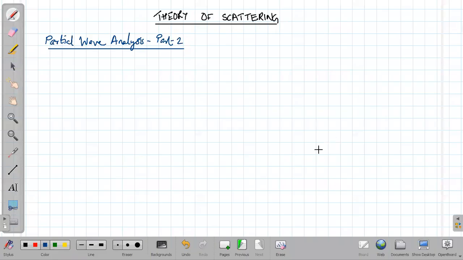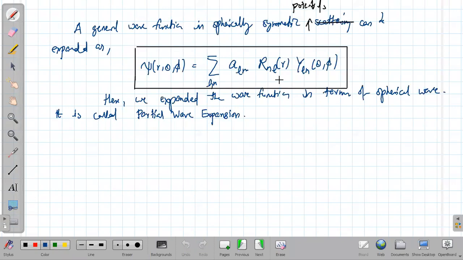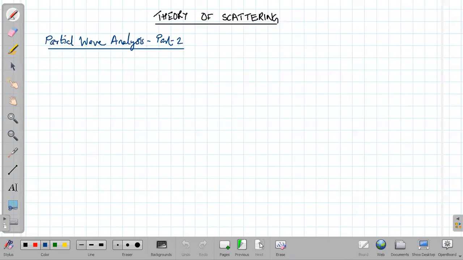We can discuss the partial wave analysis, the second part of it. In the last class, what we have shown is it is possible to expand any wave function in terms of spherical harmonics in this way, but this R_l is the radial part of the Schrodinger equation, and it is possible if the potential is spherically symmetric. So we are going to utilize this information in today's lecture. Basically we are going to analyze the scattering problem using this partial wave technique.